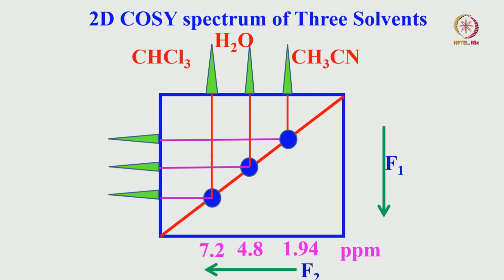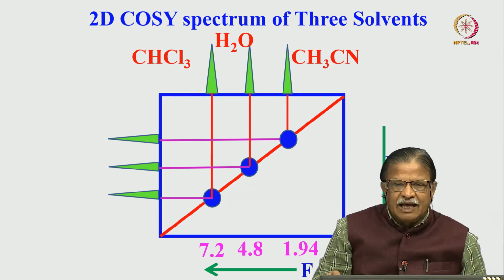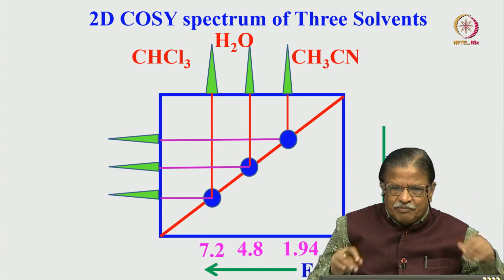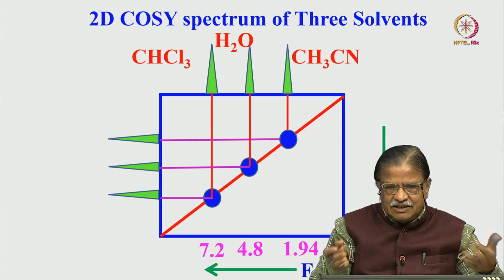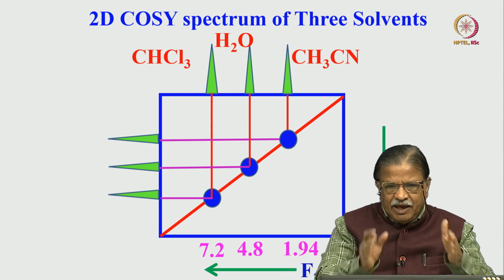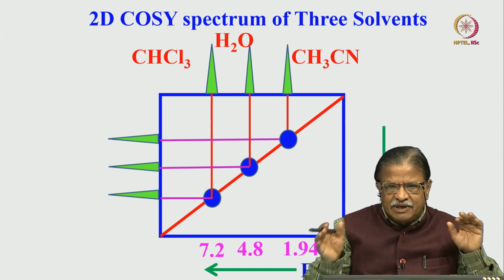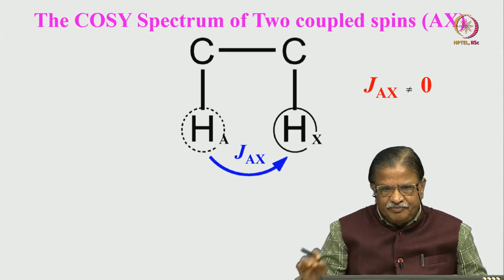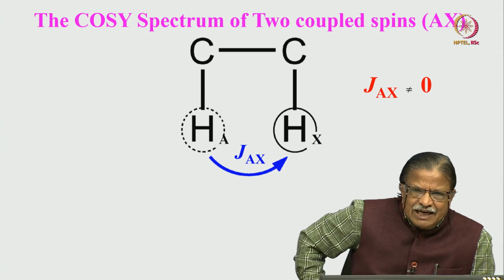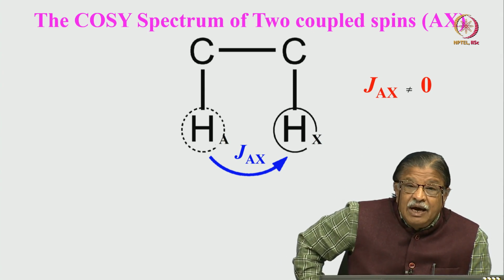If I take the 2-dimensional COSY spectrum of uncoupled spins, they always appear on the diagonal. If you take the projection of that frequency on the F1 axis or F2 axis, it remains the same; it corresponds to the simple peak you get in the one-dimensional spectrum. Alright. With this we will go further. We will try to understand the COSY spectrum of 2 coupled spins.